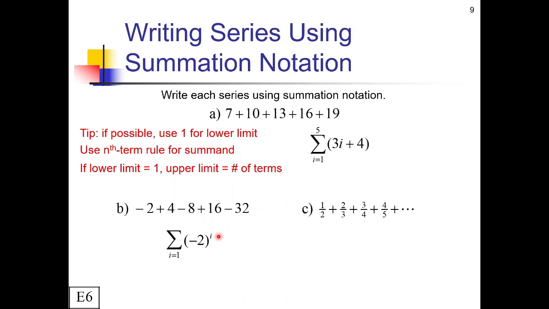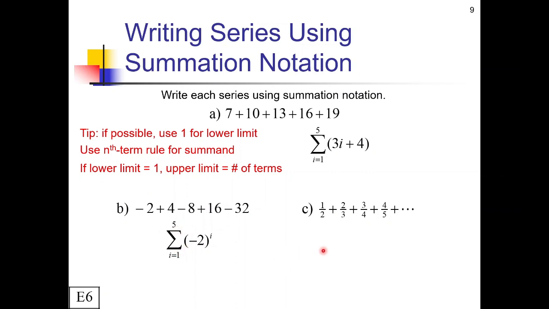So that works out. Now, if it worked out that this first term was positive, then that might be a situation where I let my I equal 0 to begin with, so that my first thing would come out positive, but then I'd have to have some other things in there to make sure 2 is my first term. Now, what should my upper limit be? Well, we've got 5 terms and I started at 1, so again, I can use 5 there.